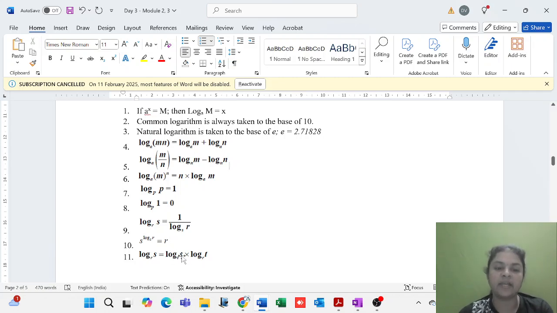And the last one is chain base. Log s to the base r is equal to log s to the base t into log t to the base r. Okay, now the maximum repeat testing for functions will be up to 8. In the functions, they are repeatedly tested again and again. Some rare questions, 1 or 2 questions, can probably come from these last 3 formulas. But just for reference purposes, please take them down.